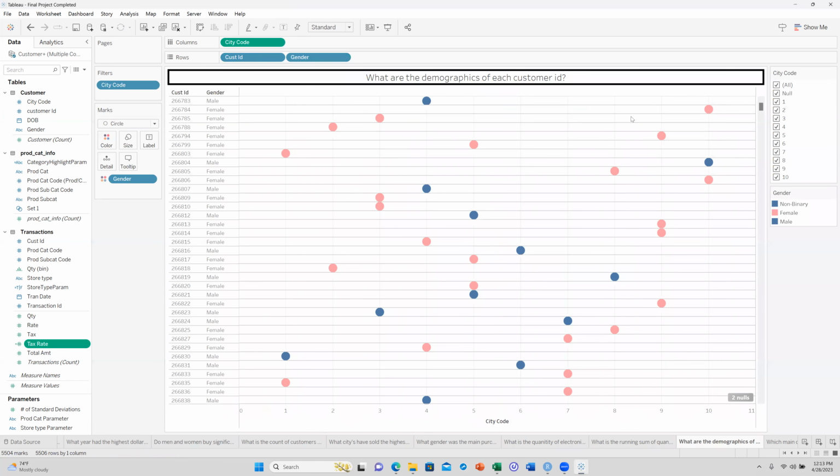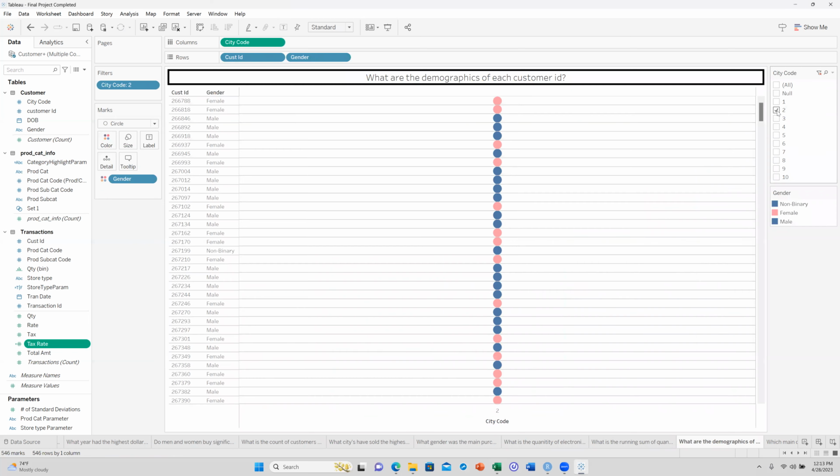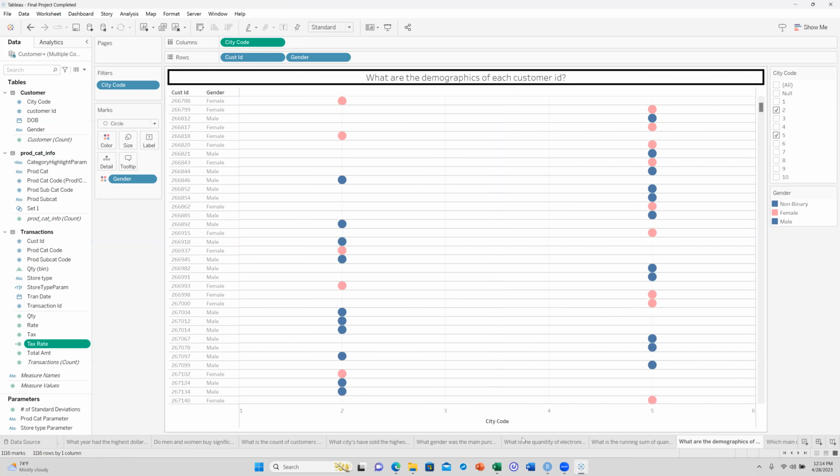Then we have what are the demographics of each customer ID. So this one is an extremely large graph, but it is important to know that we can filter. Let's say we wanted to see city code 2. So this is all of the customer IDs within city code 2. And then let's say we wanted to see, is customer 266945 male or female? We can see that 266945 is actually a male. We can also just filter. For instance, if I want to see city code 2 and 5, I can do that.